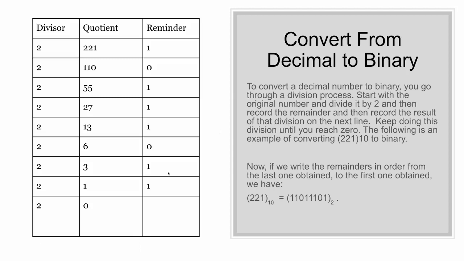So if we take the remainders and write those in reverse order over here, 1 1 0 1 1 1 0 1. So 221 in decimal is equal to 11011101 in base 2, or binary. So that's how you do the conversion the other way, to convert from decimal to binary. So now you have the tools to convert between both of them.